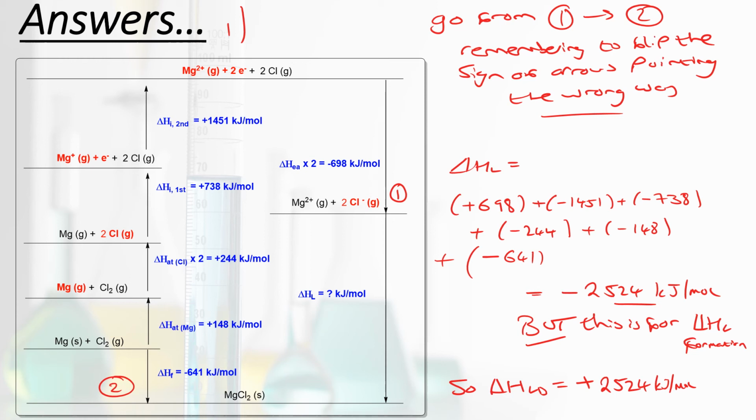So it's magnesium solid going to magnesium gas. And it's an endothermic change, so arrow going up. Then atomize the chlorine. Now this is where we have to be really careful and think about our definitions and think about the stoichiometries. The definition of our atomization is to make 1 mole of gaseous atoms.